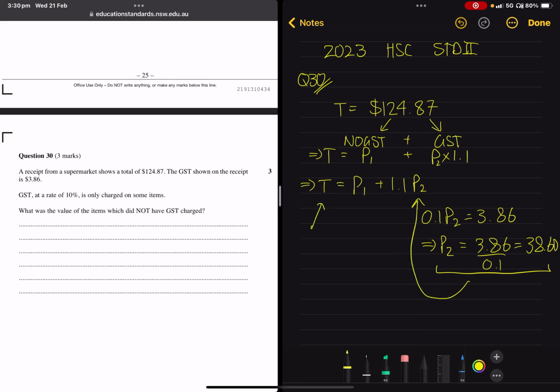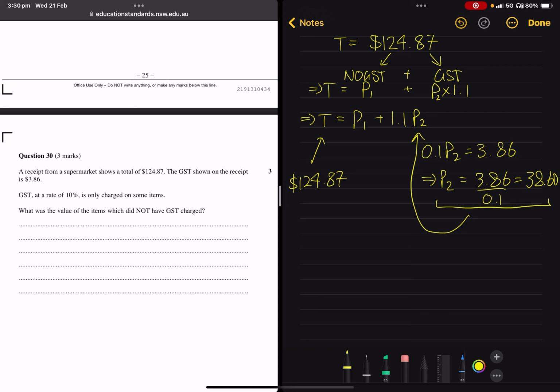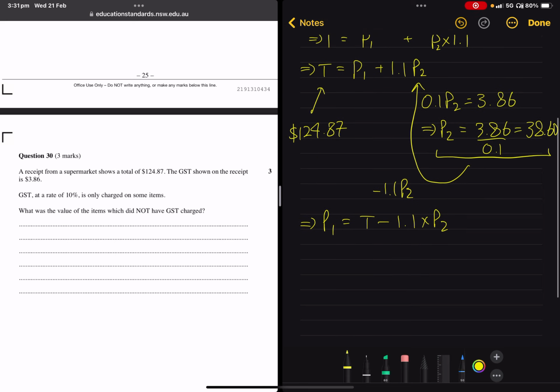We know the total. The total is 124.87. So we can rearrange this and find the value of P1. So we're going to minus 1.1 P2 from both sides. This tells us that P1 is equal to the total minus 1.1 times P2. We're going to plug the total in. We're going to plug P2 in. This tells us that P1 is equal to 124.87 minus 1.1 times 38.60.